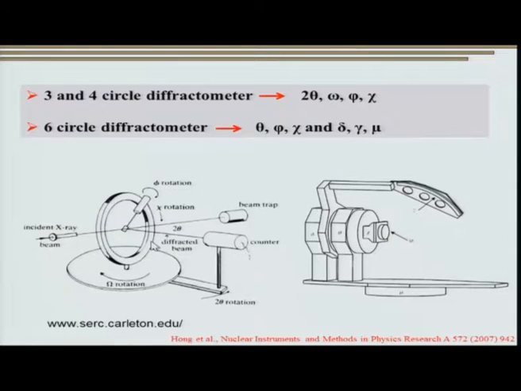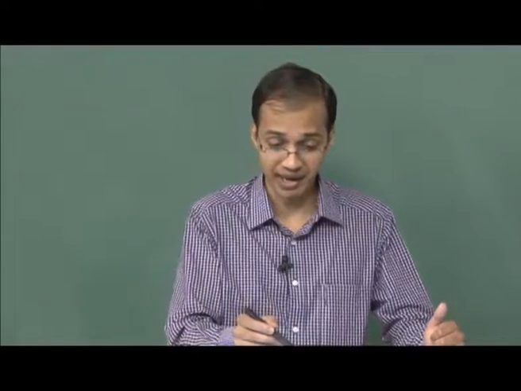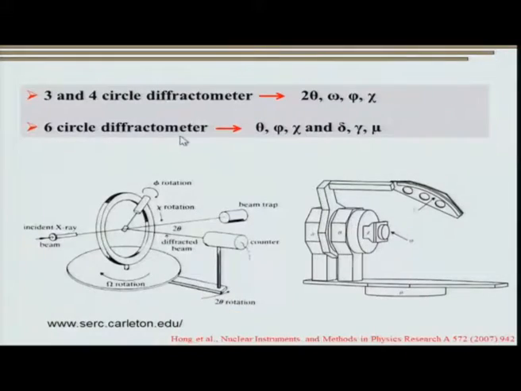Having said that, state of the art synchrotron sources, which we are going to talk about in the next few slides, and the neutron sources, which we are again going to talk about in the last class, can use as complicated as 6-circle diffractometers, which comprise theta, phi and chi for the sample, delta and gamma rotations for the detector, as well as the mu rotation for the entire assembly.